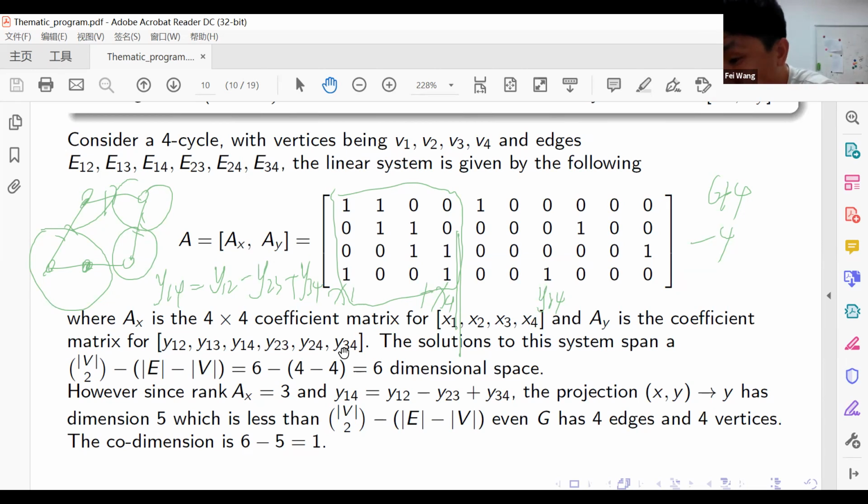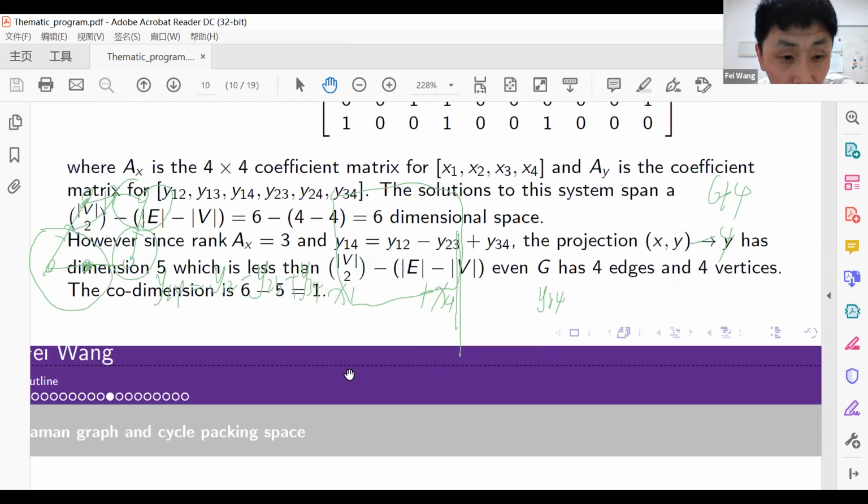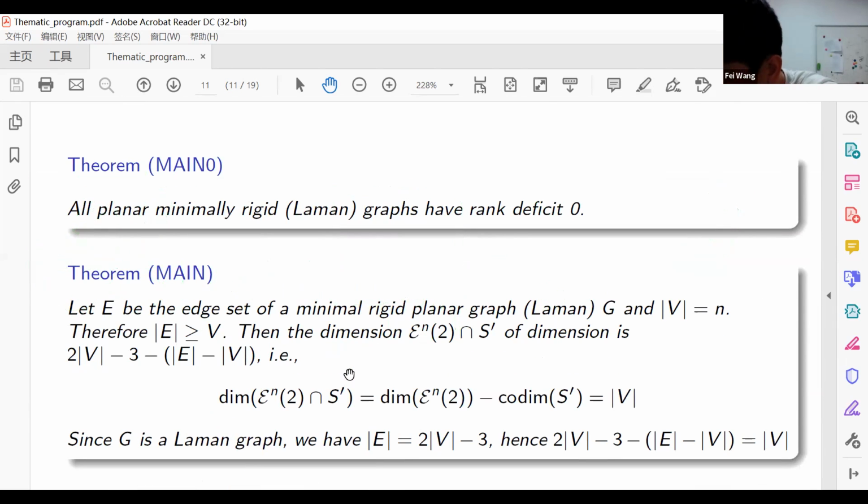Okay. So now I have this, the main theorem. We actually prove that all the planar minimum rigid graphs, Laman graphs, have a rank deficit of 0. And then from this theorem, min 0, we conclude that the dimension of the intersection of the two stratum with the circle context space S prime, the intersection of these two sets is a property. So therefore, the dimension of the intersection of the two stratum with S prime is the dimension of the two stratum minus the codimension of S prime.